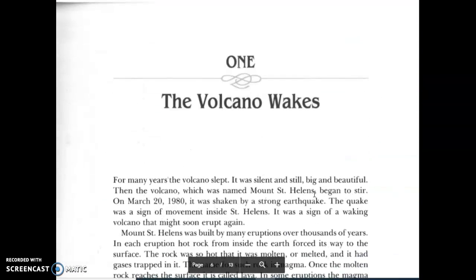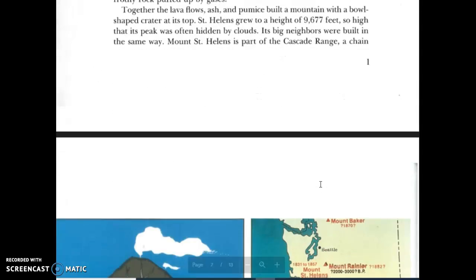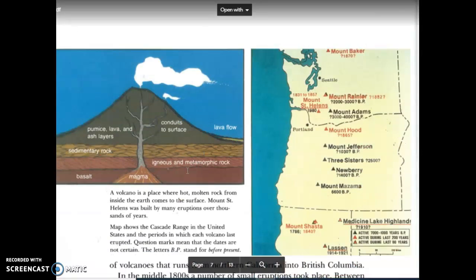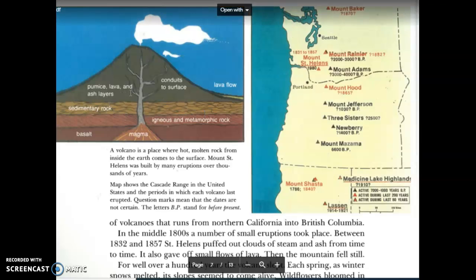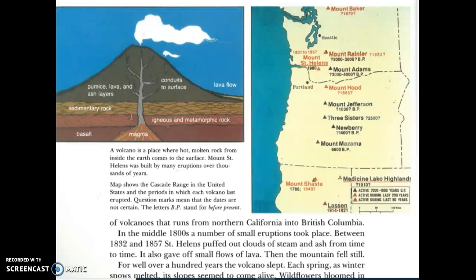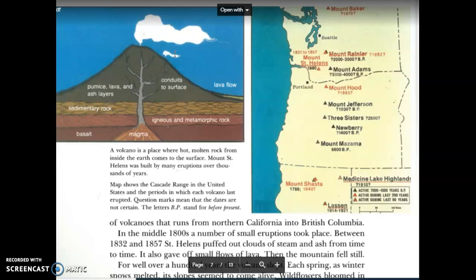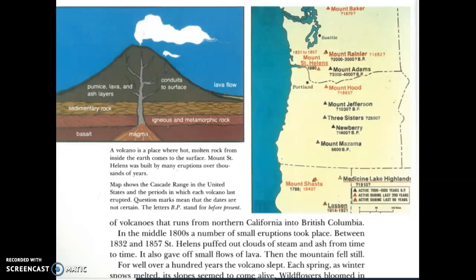Let's look at the next page. Again, we'll come back and we'll read this text in just a minute. On the next page, we have a couple of diagrams. This one right here says a volcano is a place where hot, molten rock from inside the earth comes to the surface. Mount St. Helens was built by many eruptions over thousands of years. So down here you have this magma, and magma means molten rock in the Earth's core. Then we have these different layers that are formed when magma comes out and forms lava, and then the lava cools to get different layers. So that's like the different materials that are covering up the thing.